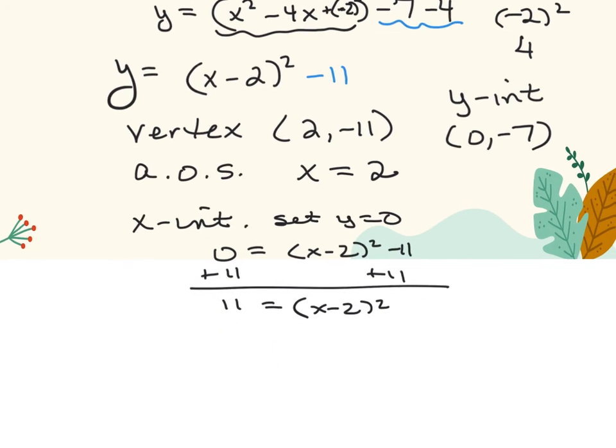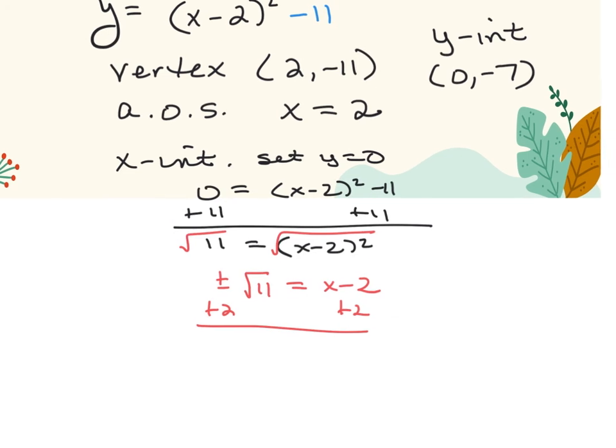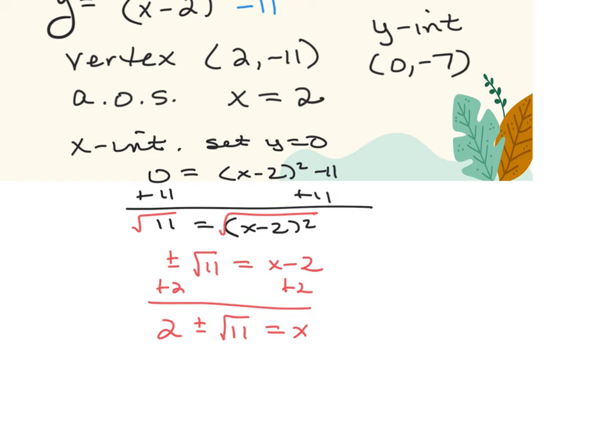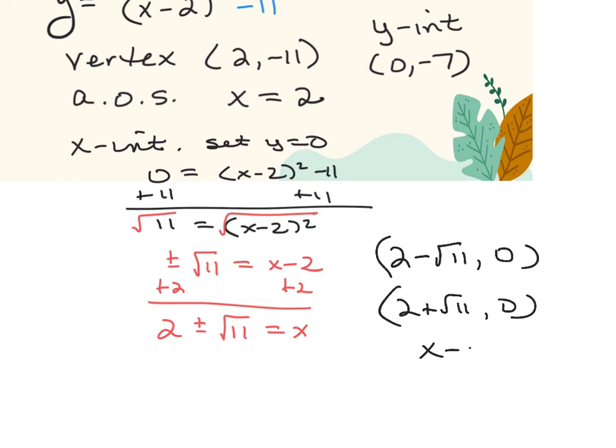Apply the square root method or the even root method. Plus and minus square root of 11 is equal to x minus 2. I'm going to add 2 to both sides, and I end up with 2 plus or minus the square root of 11 is equal to x. Again, remember, it needs to be written as ordered pairs or coordinates. So (2 minus the square root of 11, 0) and (2 plus the square root of 11, 0). These are my x-intercepts.